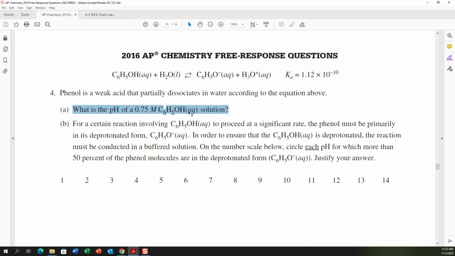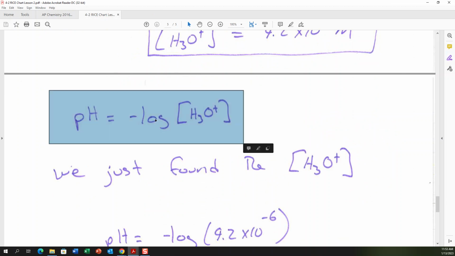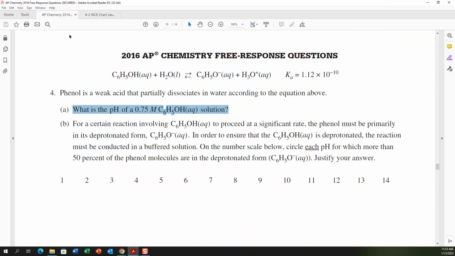Whenever you have a weak acid in solution, I'm going to tell you to use your Ka shortcut. The Ka shortcut is derived from making a RICE chart for a weak acid reaction and simplifying it so you don't have to graph, exactly what we just did. Remember, pH is the negative logarithm of the hydronium concentration. So to answer this question, we have to figure out the hydronium ion concentration at equilibrium, and then take the negative log of that to get the pH.